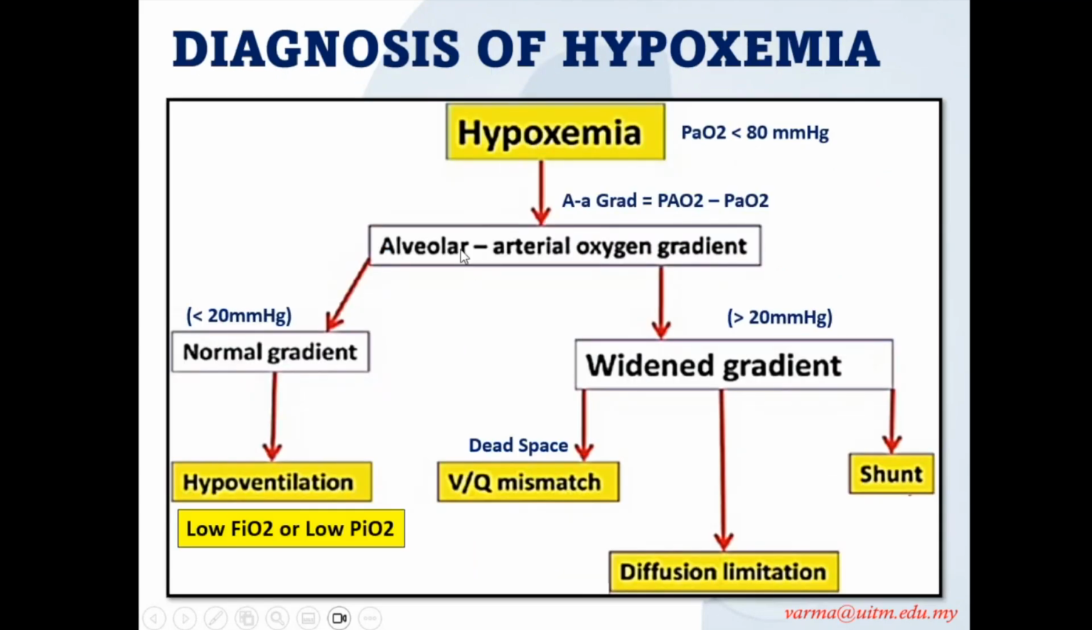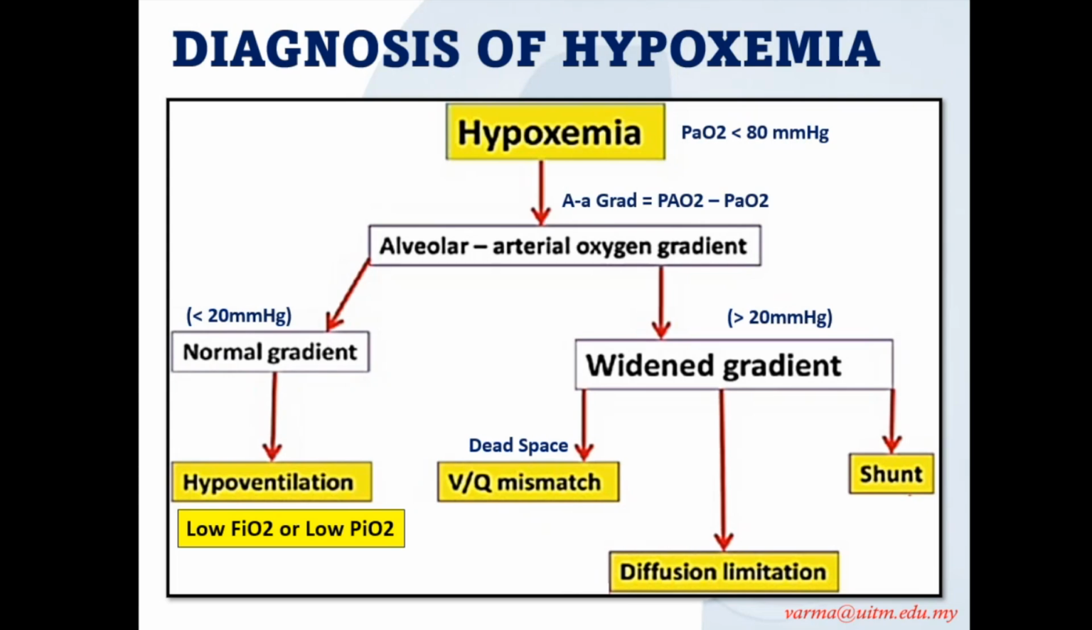So that's where the concept of alveolar arterial oxygen gradient, which we call the A-a gradient, comes in. The A-a gradient simply is the partial pressure of alveolar oxygen minus the partial pressure of arterial oxygen. How do we get the partial pressure of alveolar oxygen? We use the alveolar gas equation, and then we get an ABG, which gives the PaO2. So minus this and this, we get a value. The normal value is less than 20 millimeter mercury. Different books give different numbers, 5 to 15, 5 to 20, 5 to 22, but most books and most authors take less than 20 as normal.